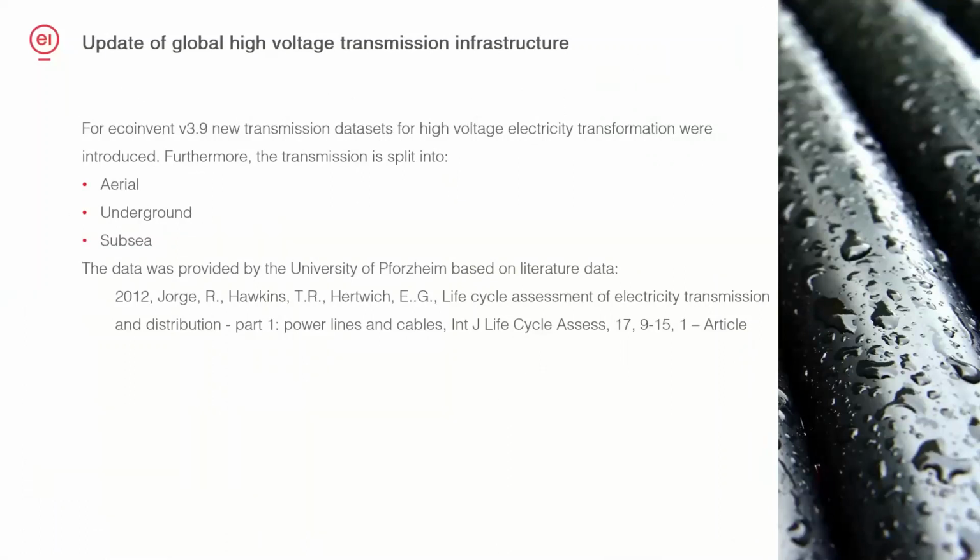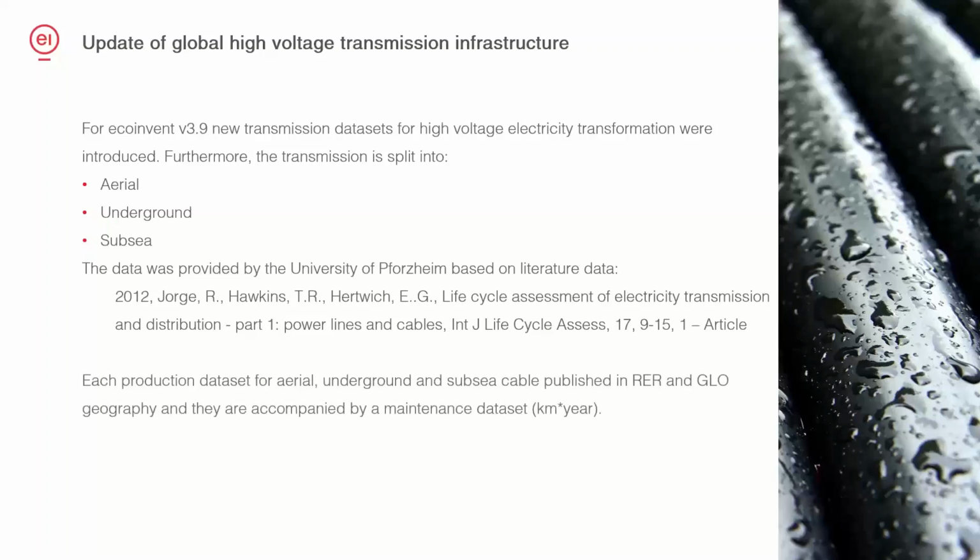As opposed to the previous high voltage transformation datasets, these new datasets model aerial, underground, and subsea cables. Before, only aerial transmission was modeled in the high voltage markets. The datasets themselves are accompanied by maintenance datasets, and they are modeled in Europe as well as for global datasets. These new datasets were introduced in all high-voltage electricity markets except Switzerland and Canada, Quebec, which kept their datasets based on studies from their own countries.